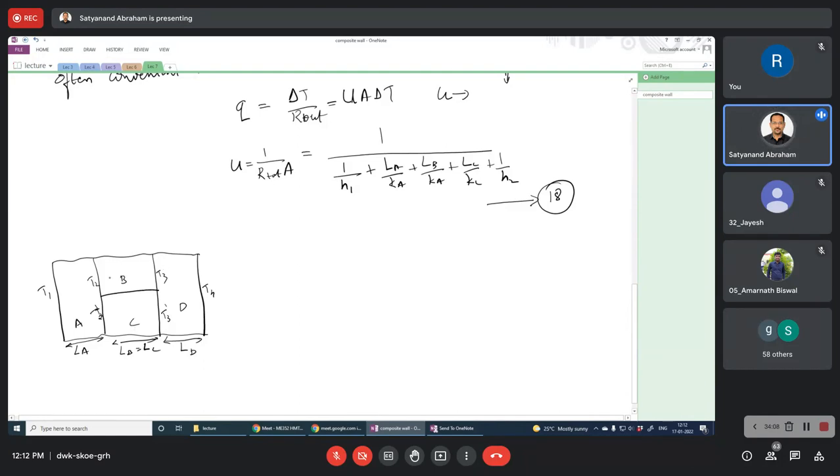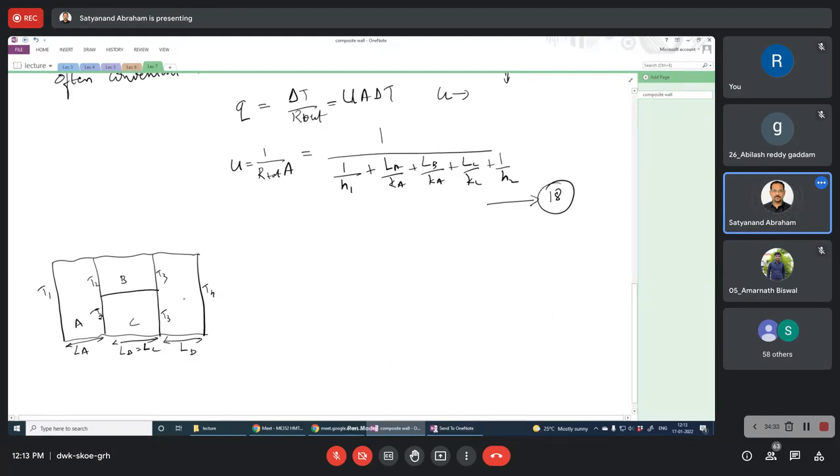Whatever I wrote, are the temperatures true? No, sir. T2 should be the same and T3 should be the same. Yeah, very good. Here you have to write T2 only. If there were a T3 dash, then the heat flux would be in some other direction.